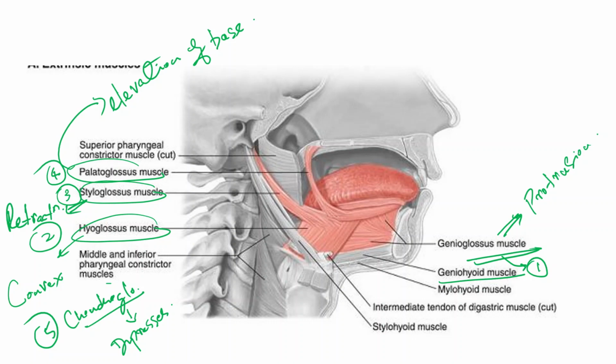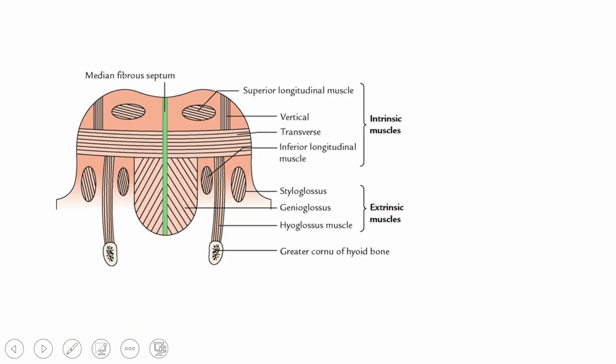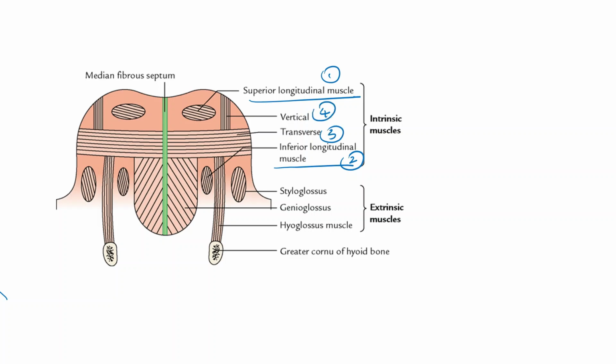Next, moving on to the intrinsic muscles of the tongue. The intrinsic muscles of the tongue are the muscles seen within the substance of the tongue. They are usually arranged in four pairs. Number one is the superior longitudinal muscle. Number two is the inferior longitudinal muscle. Then come the transversus linguae and the verticalis linguae, the transverse and vertical group of muscles. So these are the four pairs of intrinsic muscles.